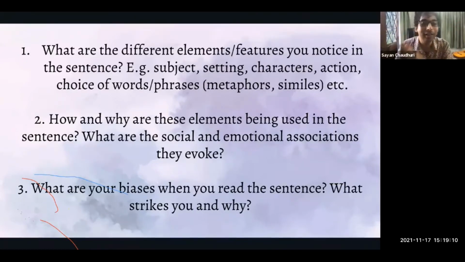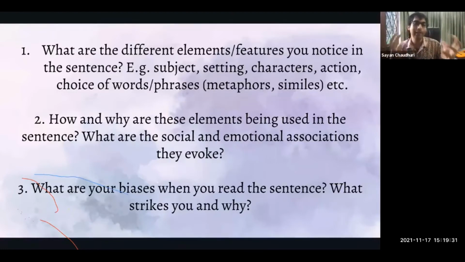What is it? We don't want to be ungrounded. We don't want to be vague, right? So we have to first say what is this part of the sentence. Is it the subject? Is it the setting? Is it the character? What is the choice of word? Is it a metaphor? Is it a simile? Let's label it first.